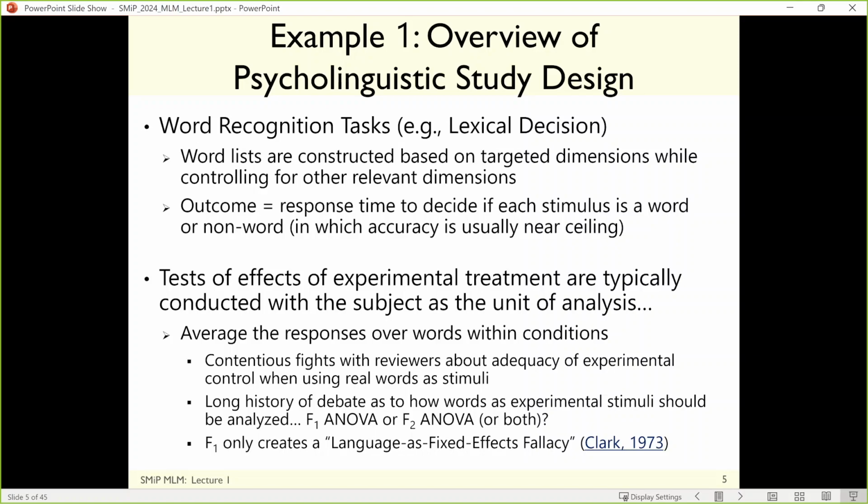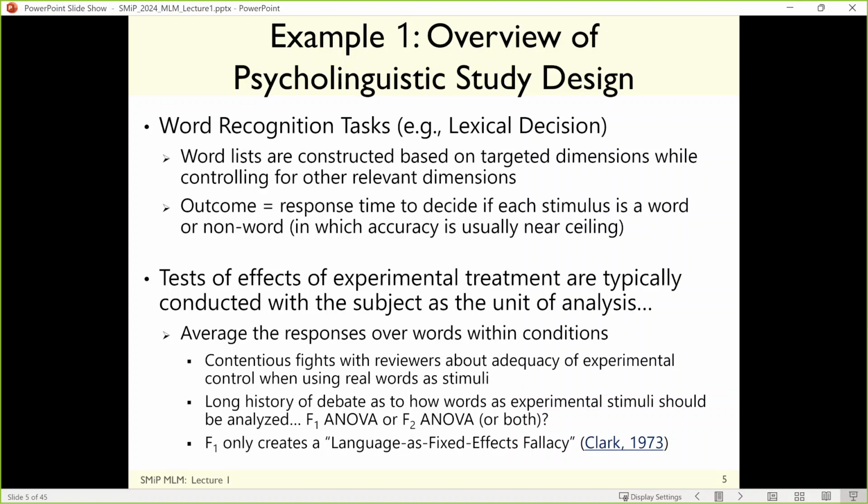So the question then is, how do you fit these data into some kind of an ANOVA? There are 2 different ways to do it, and both of these are based on different strategies for data aggregation. And this all goes back to a famous paper that was published before I was born, known as the language as fixed effects fallacy.